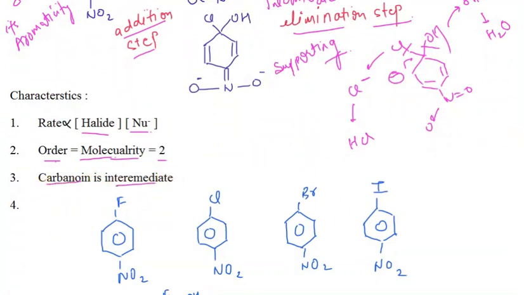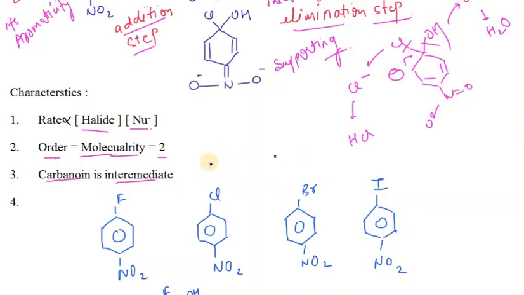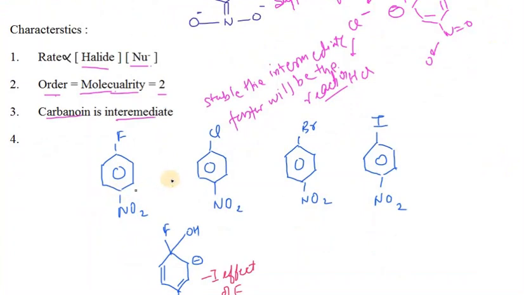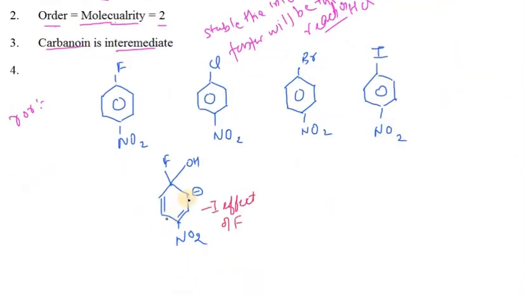So when the carbanion is the intermediate, the more stable the intermediate, the faster the reaction will be. Now here we have these four options. If we have to compare the rate of the reaction, which will go fast and which will go slow in the same reaction conditions, we know that this will be the intermediate form.